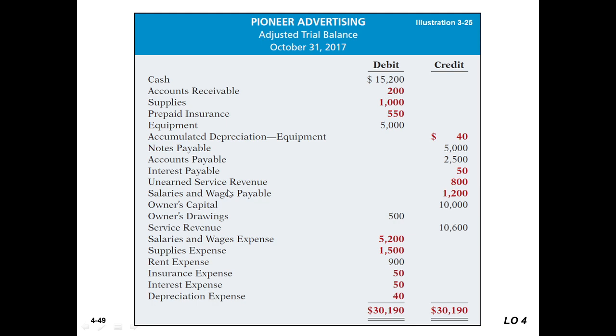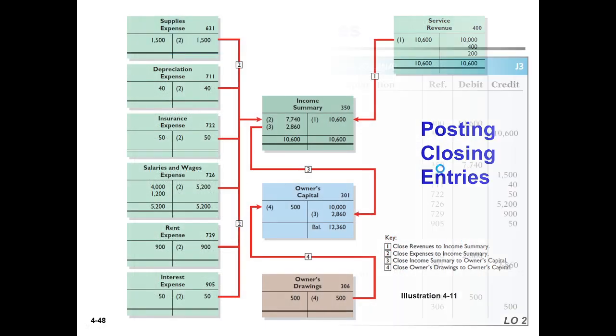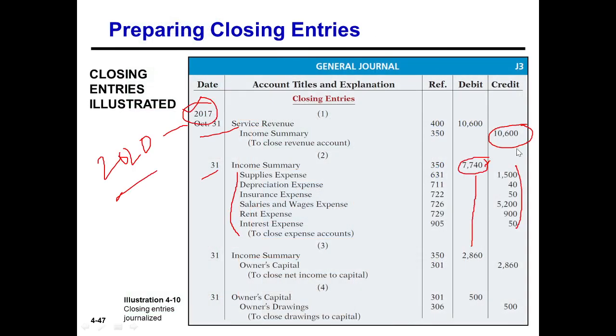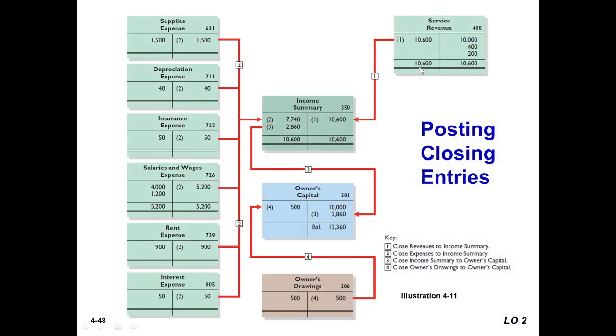We have got this figure, revenue 10,600, which is the service revenue. Income summary is closed to owner's capital, and owner's drawing is closed to owner's capital. So close revenue to income summary, and close all expenses to income summary.